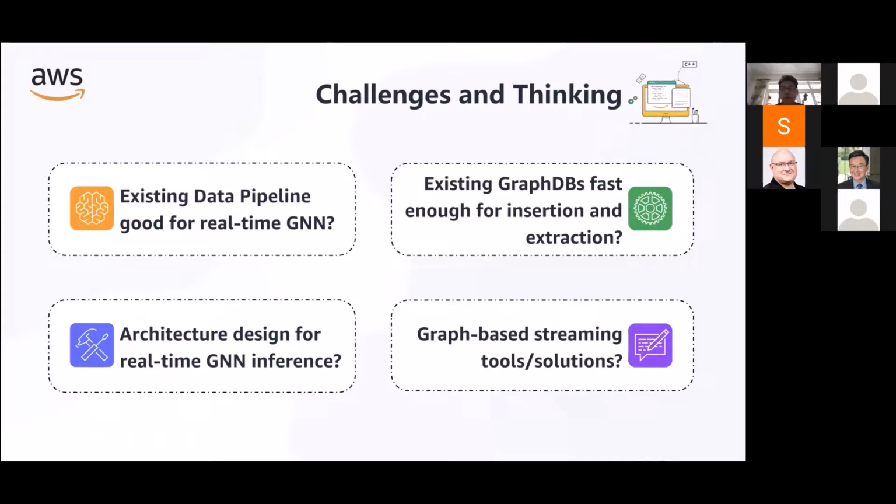Also, because I have a background in big data, we can see that in the big data domain for tabular data, we do have very good streaming architectures and tools to collect data in real time and batch them or stream them into the machine learning pipeline. But so far, I haven't seen any graph-based streaming tools and solutions. So I hope we have the opportunity to think about whether we can create graph-based streaming tools, like Kafka or Spark Streaming, to help perform real-time inference.